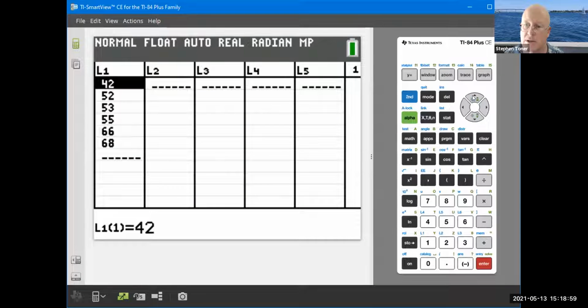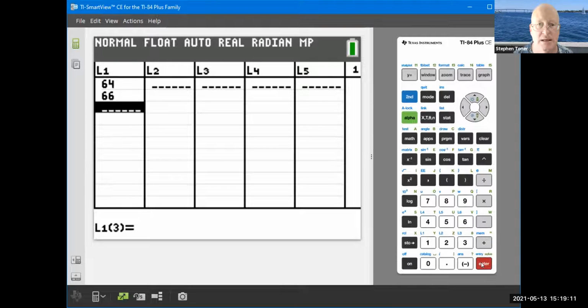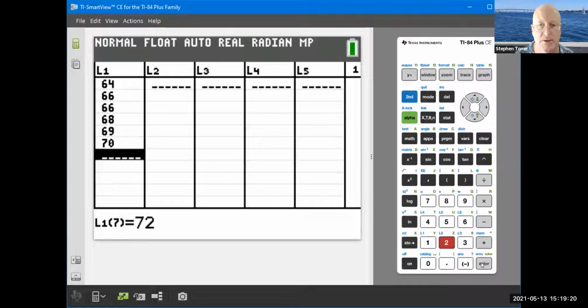I'm going to go to the top of my list. I'm going to hit clear and then enter. And then we're going to type these numbers in. 64, I'm going to hit enter to move to the next row. 66, 66 again, 68, 69, 70, 72, and 73.